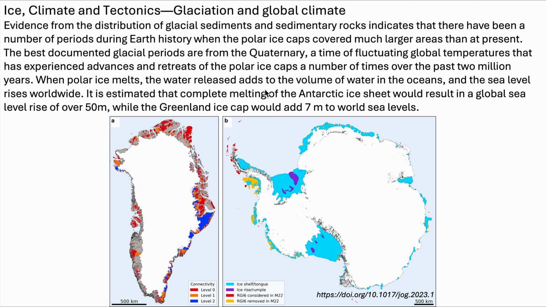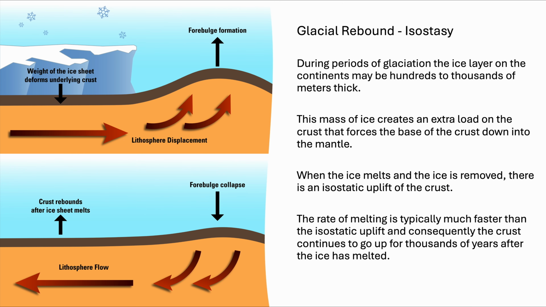When polar ice melts, such as the ice we have stored today, it's going to release water to the oceans, and the sea level will therefore respond by rising. So it's estimated that complete melting of the Antarctic ice sheet would result in a sea level rise of over 50 meters, whereas the Greenland ice cap or ice sheet would add 7 meters to world sea levels. Now, one last aspect of glaciology that we're concerned with here is that of isostasy or glacial rebound.